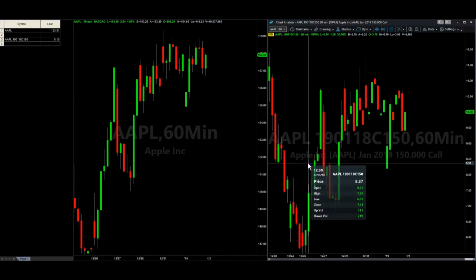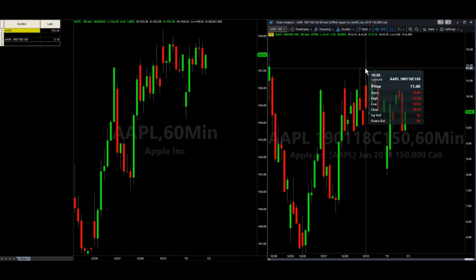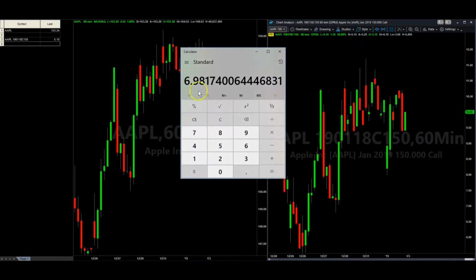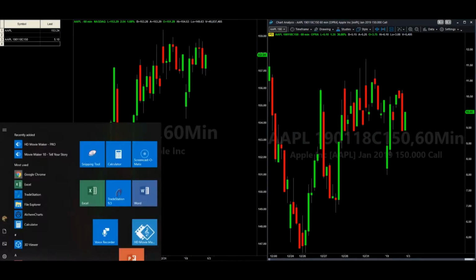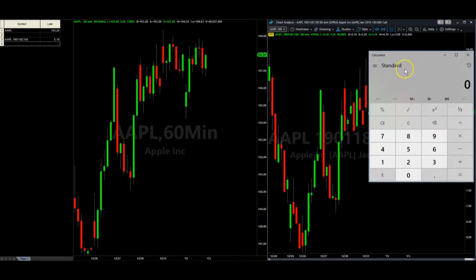Now let's look at what the call option would have returned during the exact same period of time. 12/26, we could have purchased this call option at $7.41, and on 12/31, it reached a high of 11.70. Now remember, the stock return was 6.98%. So let's figure out, if we had purchased the option, what the return would have been for the same exact period of time.